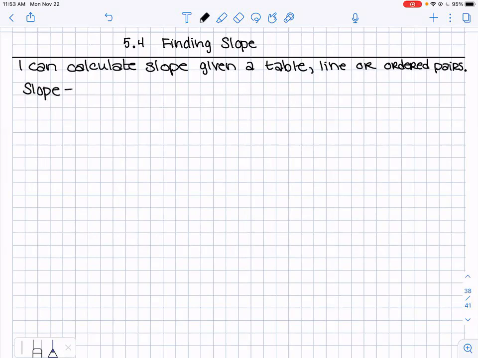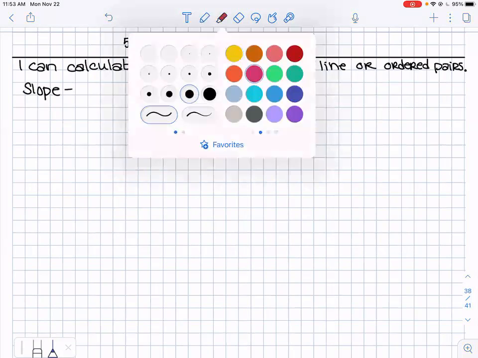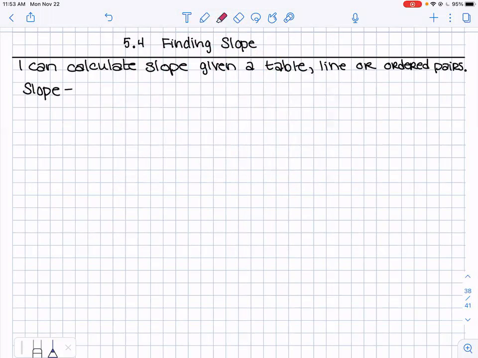Does anybody remember what slope is? I want to say it's the angle of the line, right? So we call it the steepness usually. The steepness of a line. Okay, and let's highlight that in pink, please.